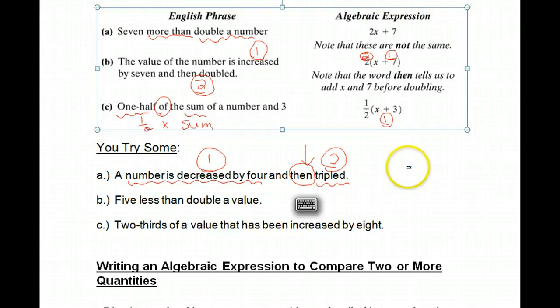So that tells me that I need to introduce some parentheses so that I know that I have to multiply by 3 after I do my subtraction. So my number is going to be decreased by 4 first and multiplied by 3 after.